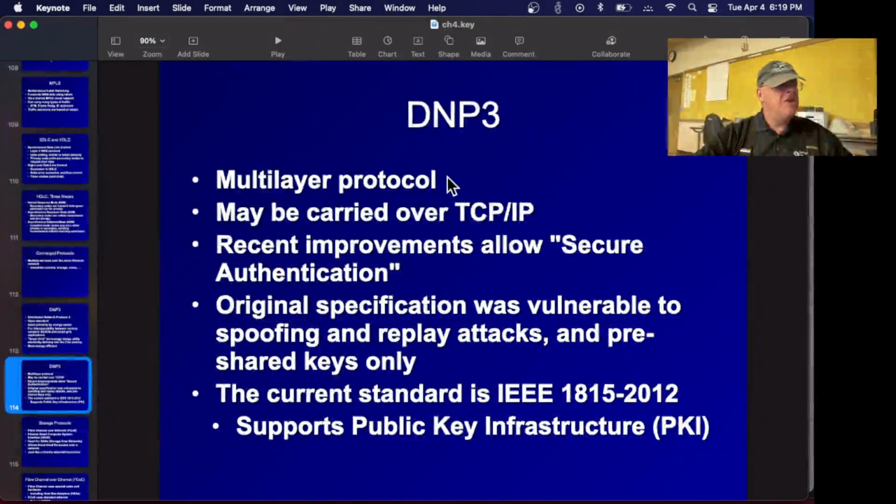And this is a multi-layer protocol that could be carried over TCP/IP or something else. The more recent versions of it have authentication, but the original specification was vulnerable to spoofing and replay and had only pre-shared keys. The current standard is IEEE 1815-2012, which supports public key infrastructure, so it can have encryption like HTTPS.